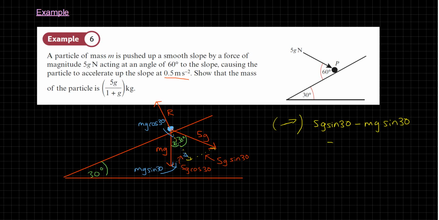And that's going to be equal to what exactly? Well, remember, this whole thing, this is our resultant force, that's the F, along the slope. So that's going to be mass times the acceleration. And in this case, we're told the acceleration's a half. So let's just call that half m.